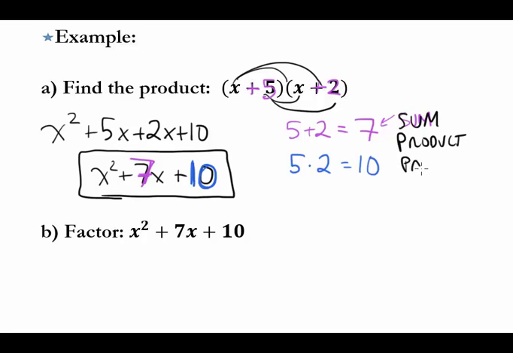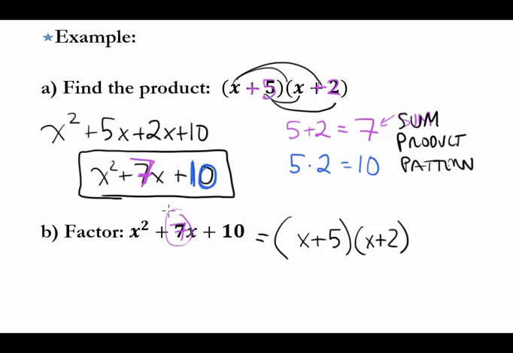If I wanted to factor this thing, well, we already know the answer. We know that the answer is (x plus 5) times (x plus 2), because we just multiplied it out. Factoring is the reverse of multiplying. But if I didn't know that, I would ask myself, what two numbers, if I add them together, I get 7, and if I multiply the same two numbers, I get 10? Positive 5 and positive 2 are my answers.